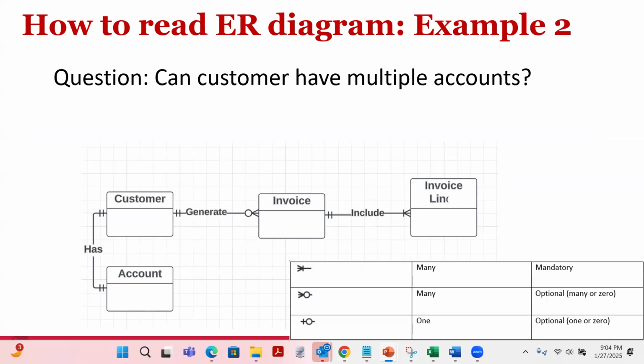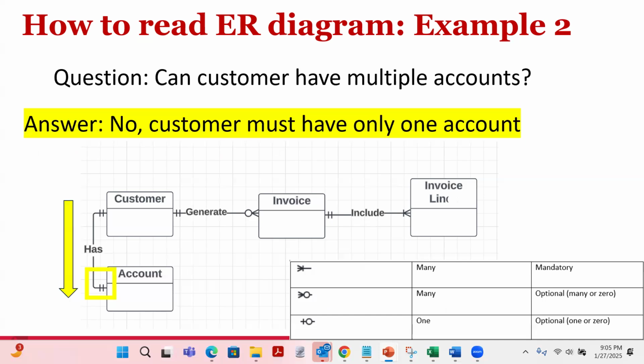Okay. Now, next question. Can customer have multiple accounts? Similar to the analysis in the previous slide, we are trying to find the entities of interest. In this case, it's going to be customer and account. And they're asking us, can customer have multiple accounts? So we are reading the relationship from customer to account, and we are reading the relationship symbol on the account side.